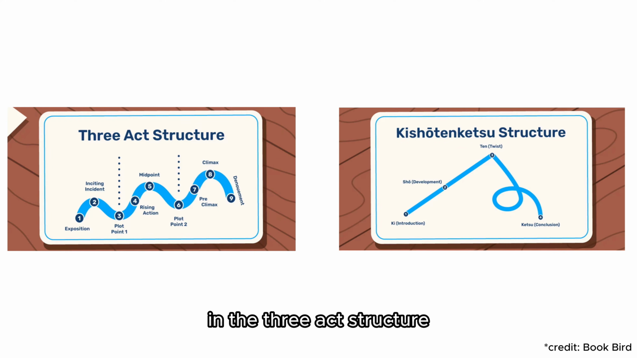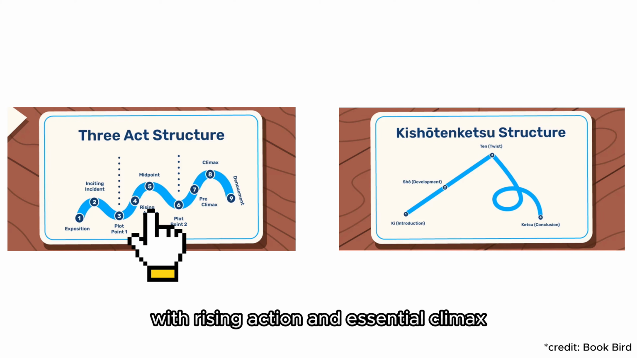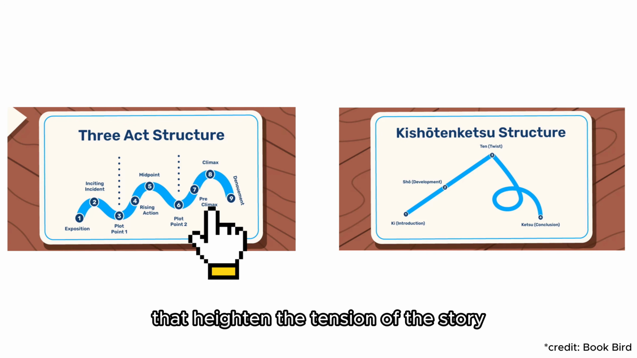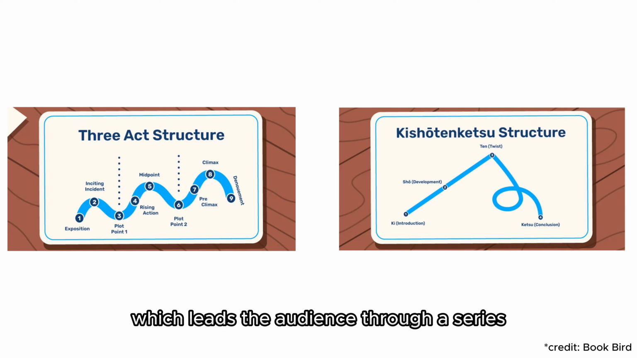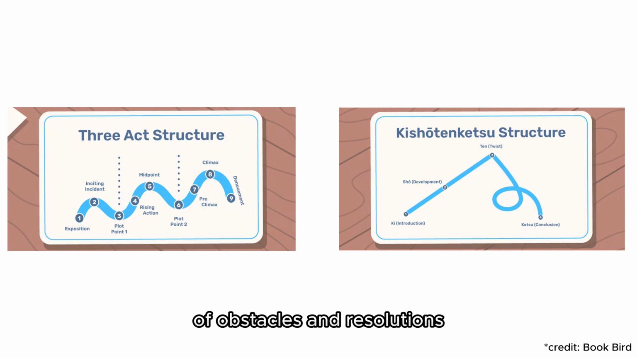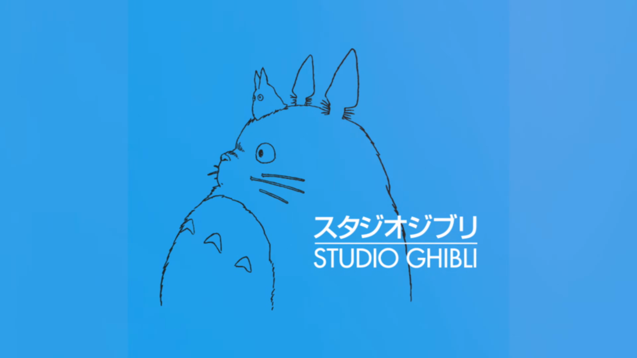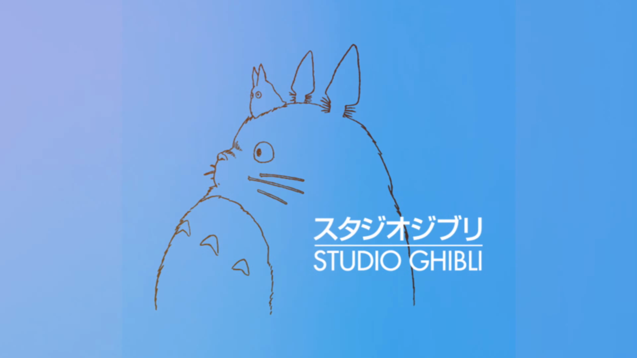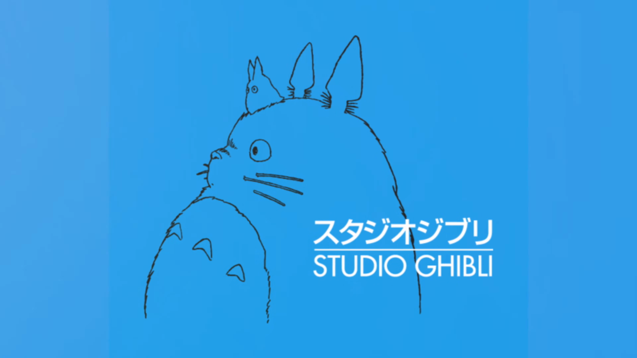Conversely though, in the 3-act structure, it places a strong emphasis on conflict, with rising action and a central climax that heighten the tension of the story. It basically follows a cause and effect trajectory, which leads the audience through a series of obstacles and resolutions. So, in order to kind of better visualize how different these two are and make some better sense of Kishōtenketsu, let's look at a popular Studio Ghibli film to see just how it plays out narratively.